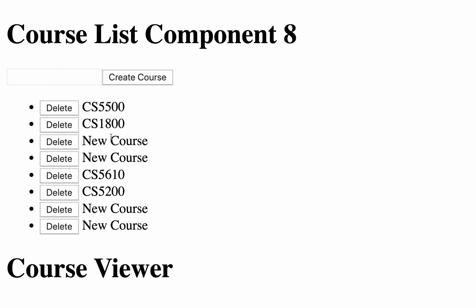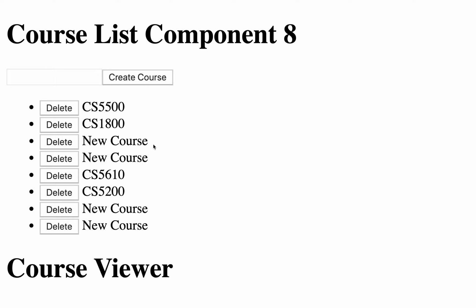a list of courses on the top, and then we have a course viewer at the bottom. And what we'd like to be able to do is toggle between the two, right? So where we have perhaps the default component listing all the courses, and then when we select a particular course, we'd like to navigate to the course viewer. So how do we do that?